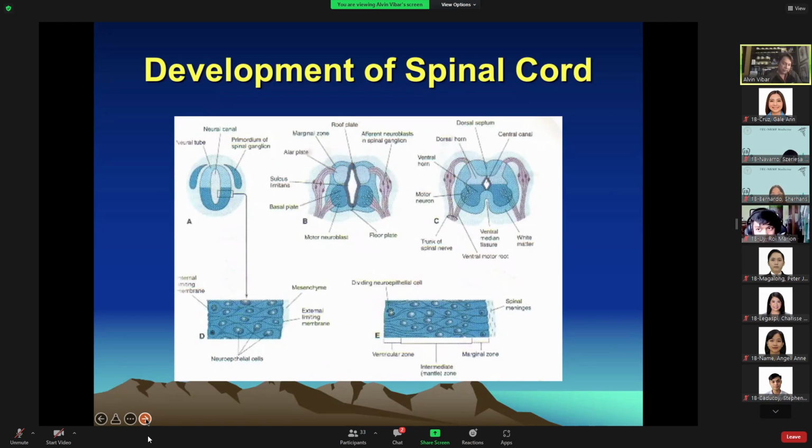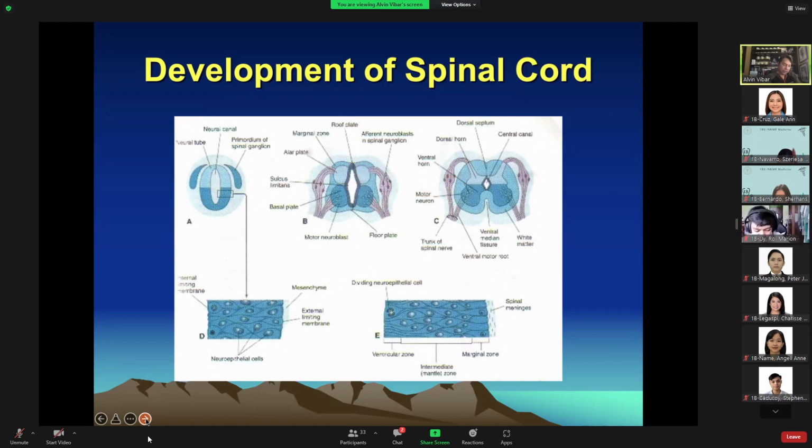Okay. This is the mantle layer. This is the alar plate. What will happen to the alar plate of the mantle layer? This will become the posterior horn of the gray matter. This is the basal plate of the mantle layer. What is the fate of the basal plate of the mantle layer? This will become the anterior horn of the gray matter.